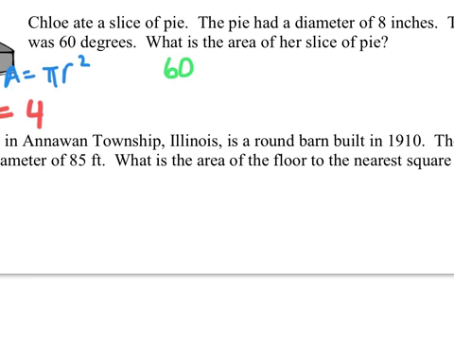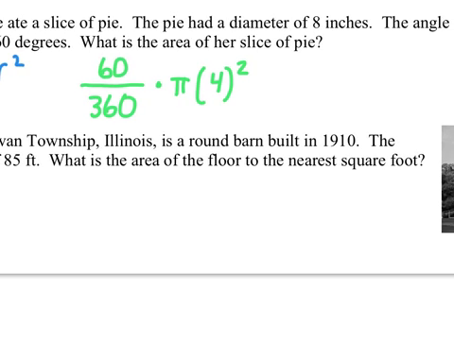We have a 60-degree sector of pie. The ratio is 60 divided by 360. So that 60 degrees is a smaller part of the entire circle, which would be 360 degrees. Then we need to multiply that by our area, which is pi r squared. So pi r we found to be 4, and then squared. So now this formula here, which we type into our calculator, will give us the area of the slice of pie. So on your calculator, do 60 divided by 360, hit enter, and then do times pi times 4 squared.